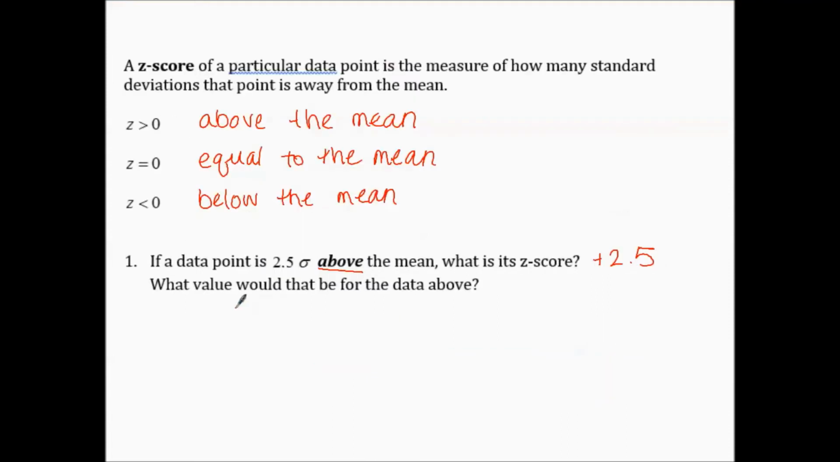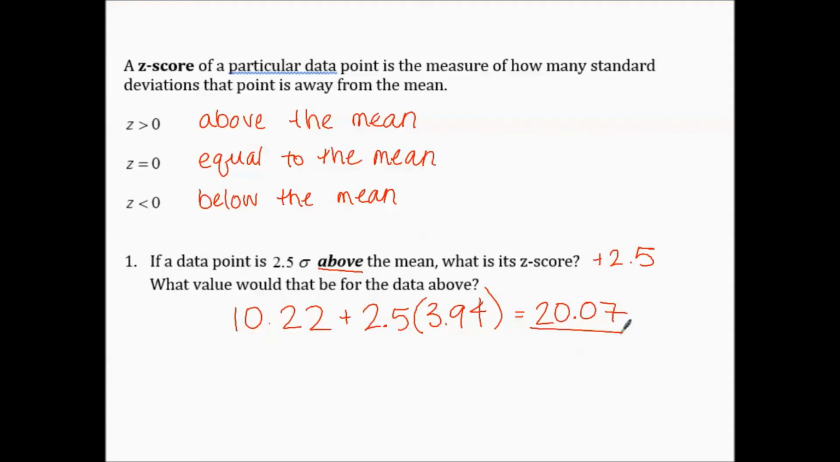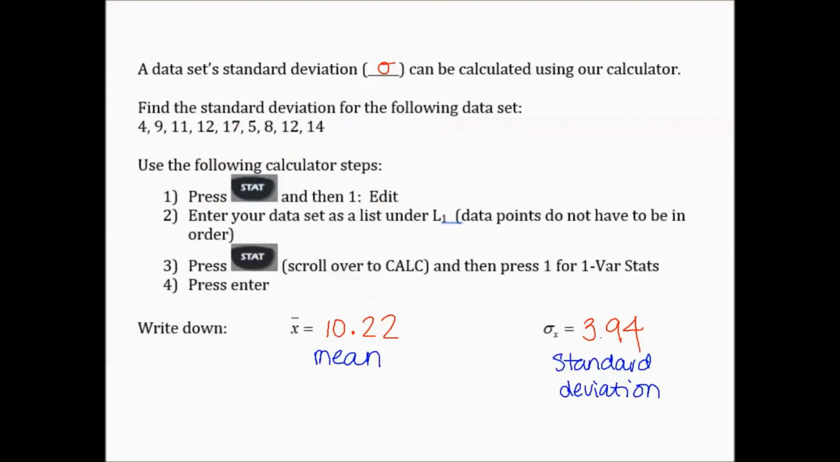So if you start at the mean, you want to go 2.5 times the standard deviation above the mean and see what number that is. So if you type that in your calculator, you get 20.07. So the data point 20.07 would have a z-score of 2.5 if it were a part of this data set.